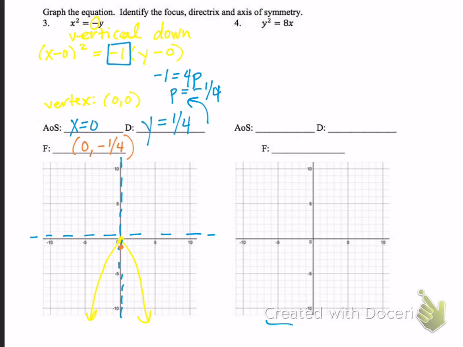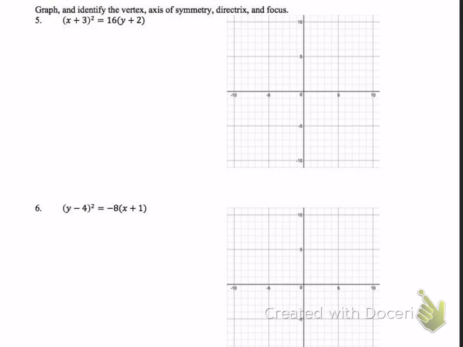Okay, try number 4. So it's the same process, but now it's going to be horizontal because you have a y squared. Would it be pointing right or left? Right. So these are translated, meaning that they have an H and a K, and they're not going to be centered at the origin. The first thing that I do when I see an equation like this is I label my H and my K, and the 16 is equal to 4 times P.